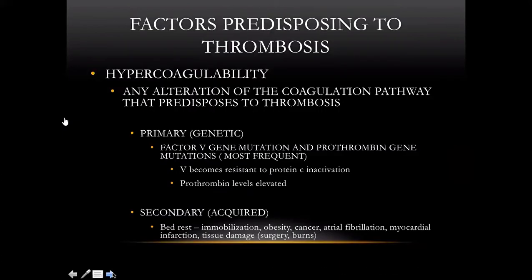Okay? So what are the different factors predisposing to thrombosis? As I mentioned, coagulability, meaning alteration of the coagulation pathway that predisposes to thrombosis. It can be primary and it can be secondary. So sa primary, we have nothing to do with it because this is genetic. Mayroon talagang mga tao na mabilis mag-coagulate. No? This is due to factor 5 gene mutation and mutation of the prothrombin gene. No? So this is the most frequent. So wala tayong magagawa dito. So kasi genetics talaga yan.